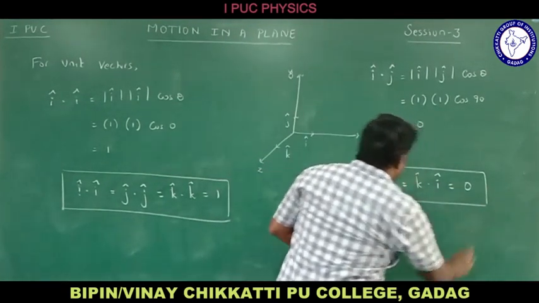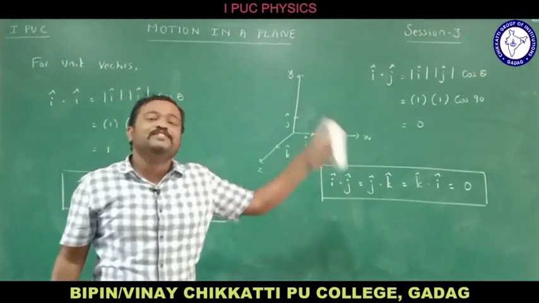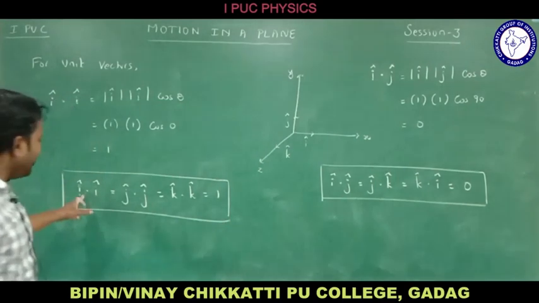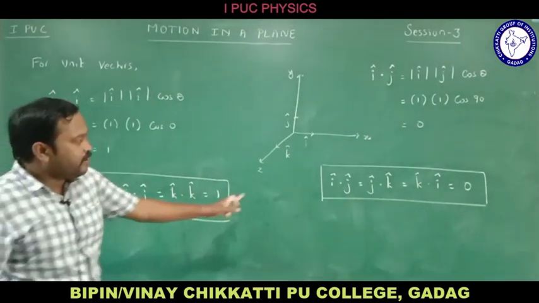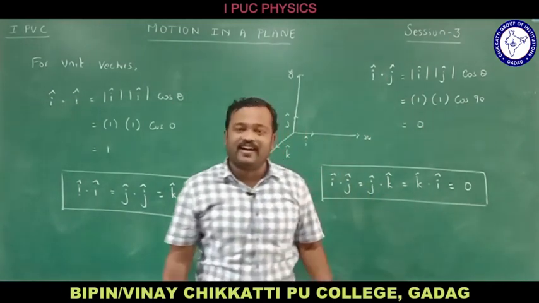i dot j is equal to j dot k, which is equal to k dot i, which is equal to 0, right? Do you remember, the value of i dot i is 1. The value of i dot j is 0. If you know the formula, you can calculate it like this.